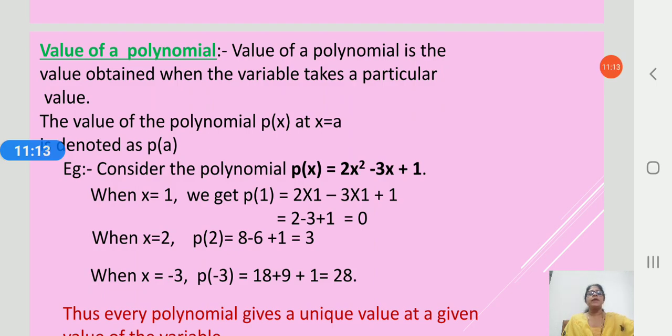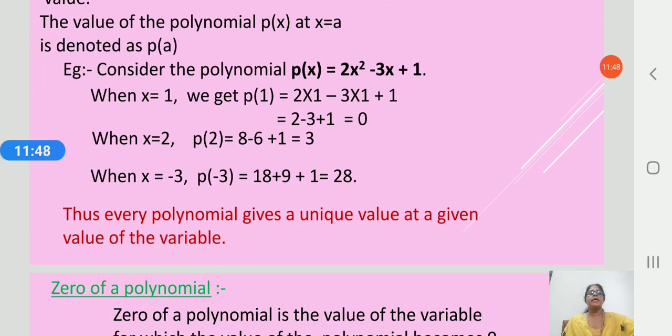We can put negative values also. If we put x equal to negative 3, what will happen? P of negative 3 is equal to 2 into negative 3 whole square minus 3 into negative 3 plus 1. Negative 3 whole square means negative 3 into negative 3, that is 9. So 2 into 9 is 18, 18 plus 9 plus 1, which is equal to 28. Similarly, if we put an infinite number of values, we will get different values for the polynomial. Thus, every polynomial gives a unique value at a given value of the variable. I think you understand the value of the polynomial.